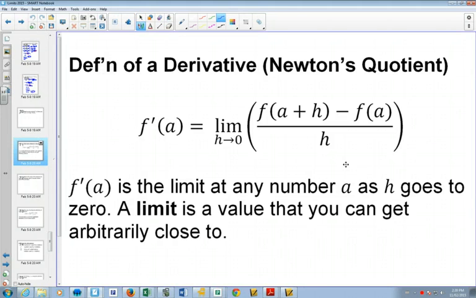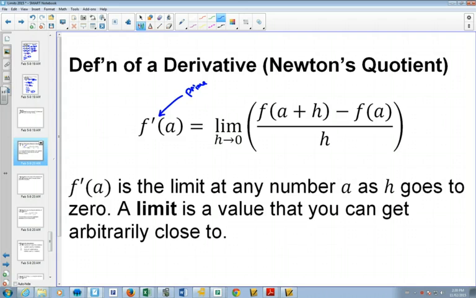So what we've been doing up till now is figuring out the slope of tangent lines, and that's basically what calculus is about and derivatives are about, is finding out the slopes of tangent lines. So now we have our definition of a derivative, sometimes called Newton's quotient. And we use this notation as one notation. We'll look at another notation as well.